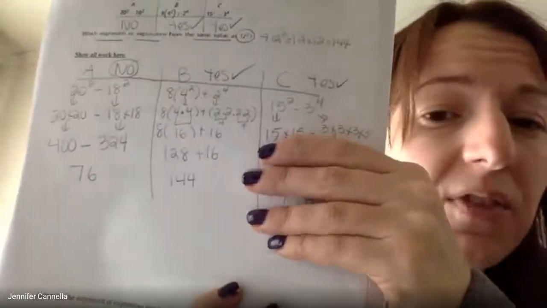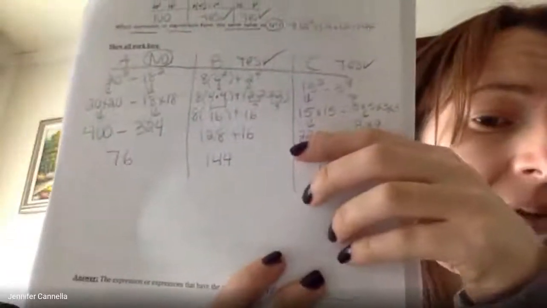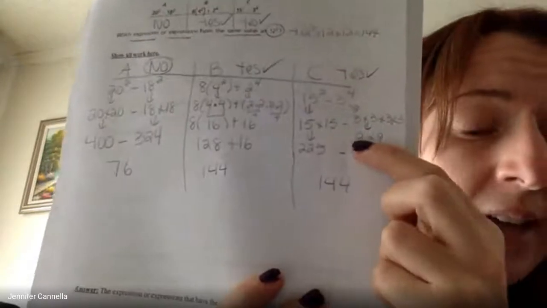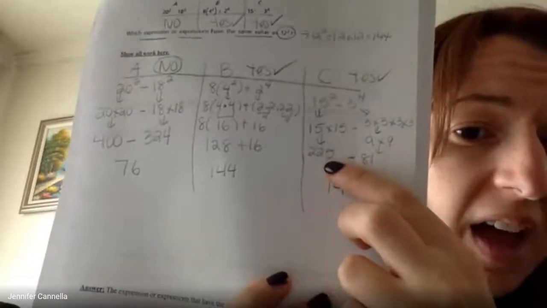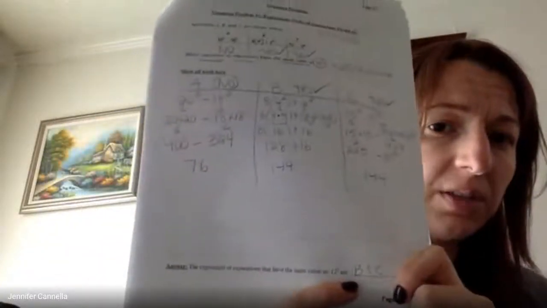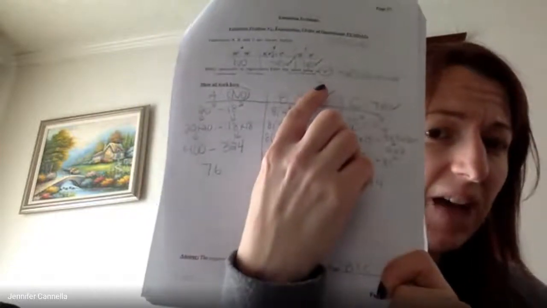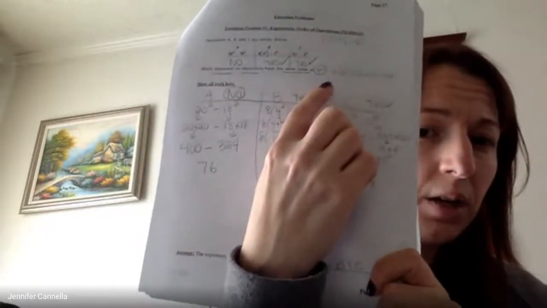Therefore, 15 times 15 is 225, and 3 times 3 is 9, and another 3 times 3 is 9. So 2 groups of 9 give me 81. So 225 minus 81 gives me 144. So the answer is choice B and C are the expressions that have the same value of 12 squared, which is 12 times 12, which is equal to 144.